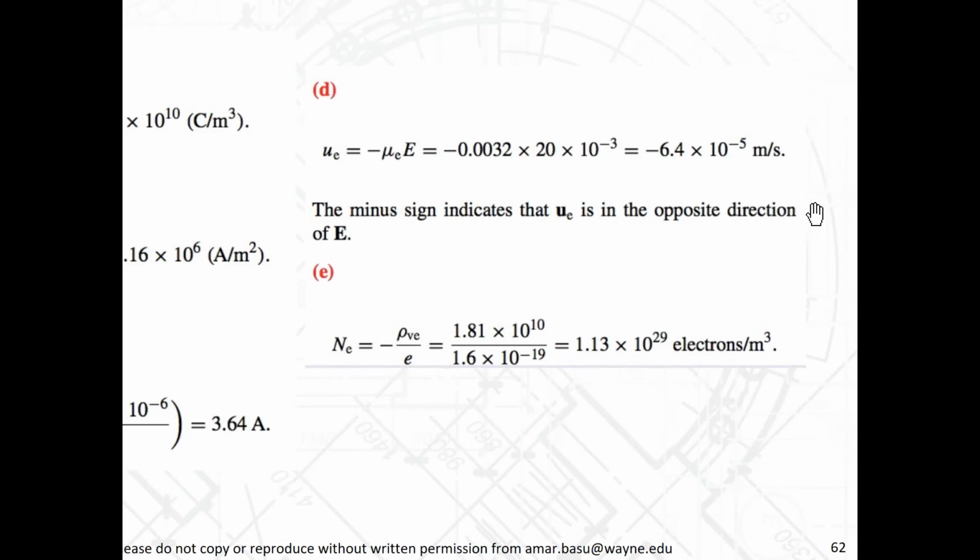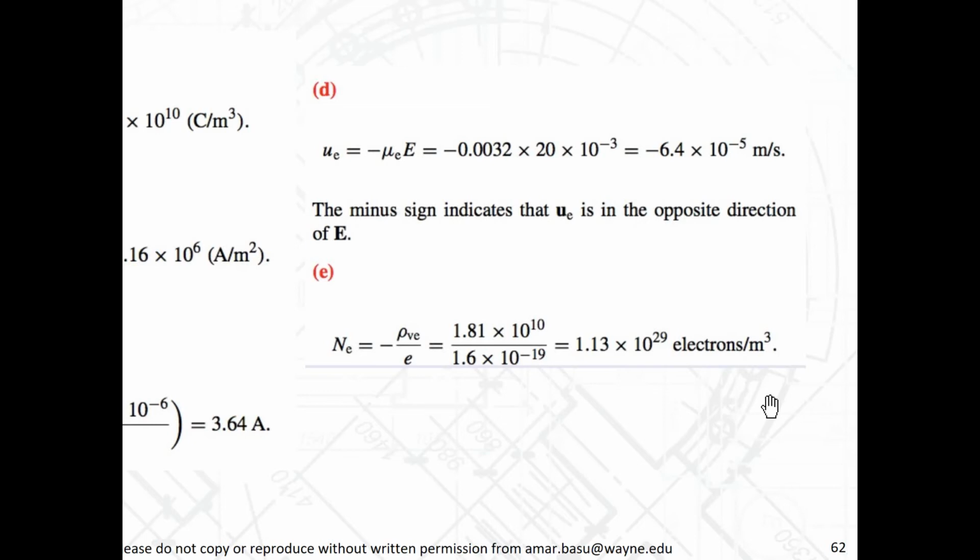Okay. And the last part here, the volumetric electron density. They're asking you in this problem the number of electrons per centimeter cubed. The way you find that is by taking charge density, which has coulombs per meter cubed as the units. You divide that by coulombs, the charge on one electron. And so this gives you the number of electrons per meter cubed. 1.13 times 10 to the 29. That's a lot of electrons.